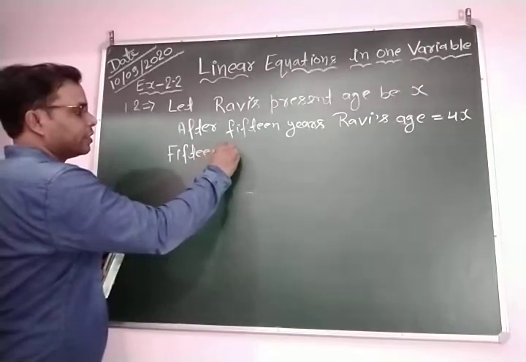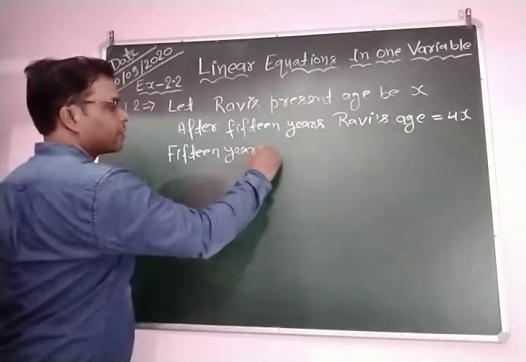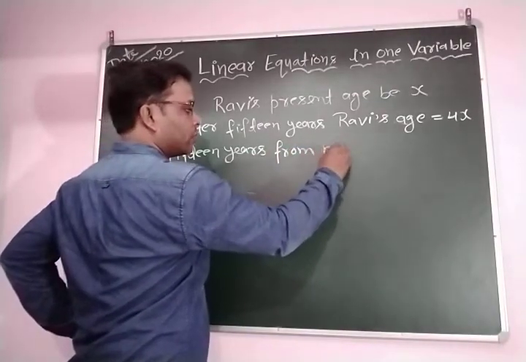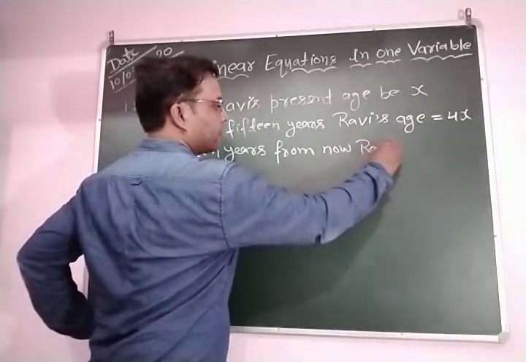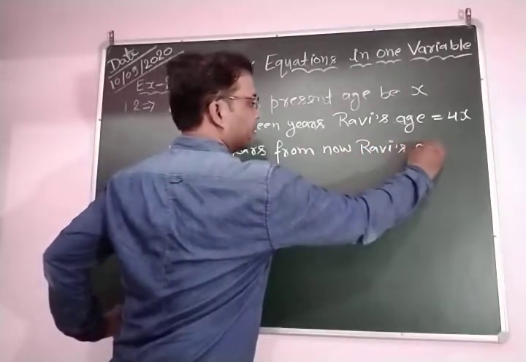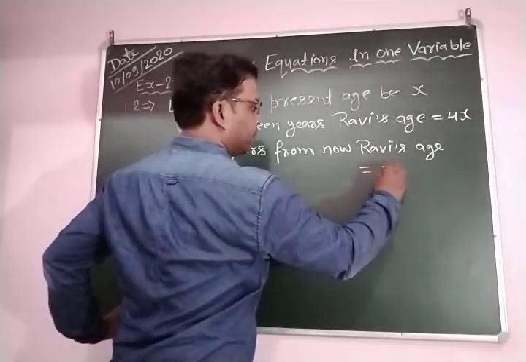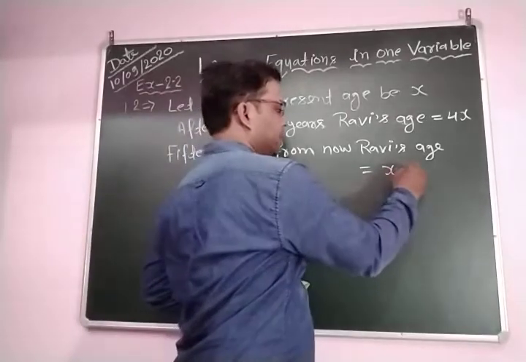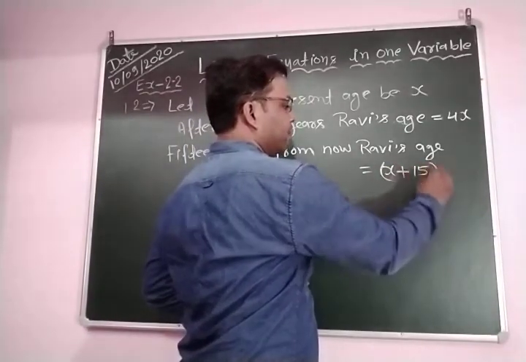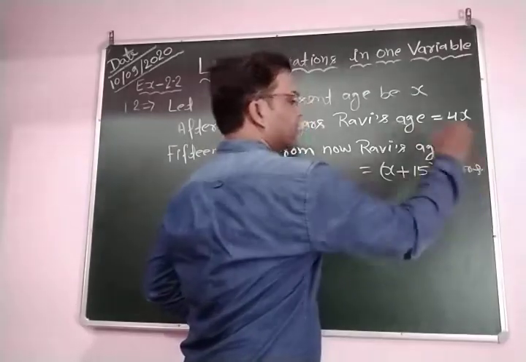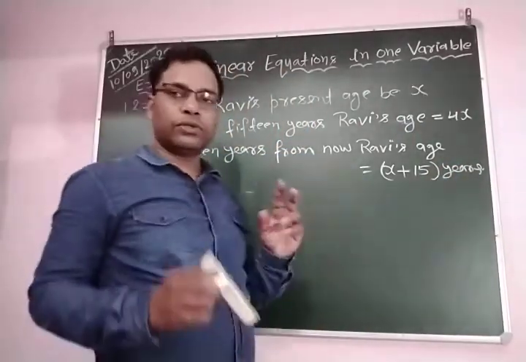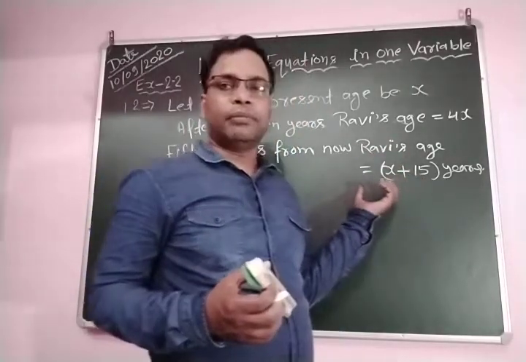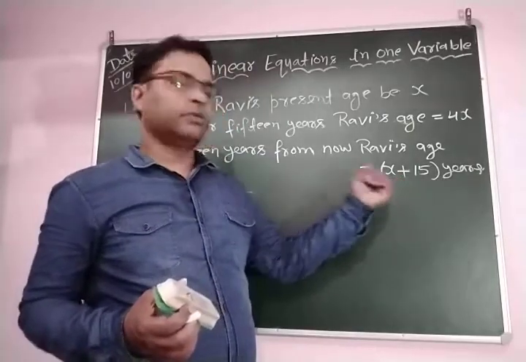15 years from now, Ravi's age is equal to the present age x plus 15. So after 15 years Ravi's age is x plus 15 years. So we find two expressions for Ravi's age after 15 years: 4x, and again x plus 15.